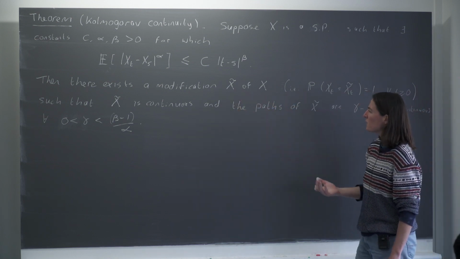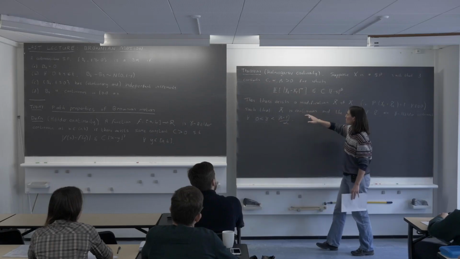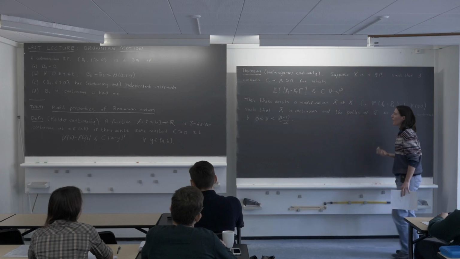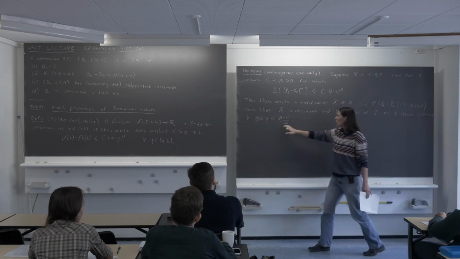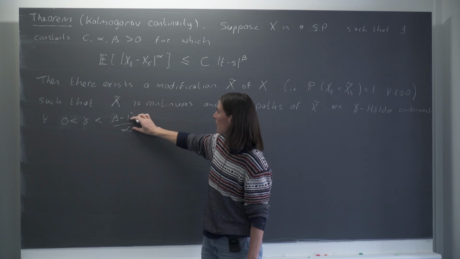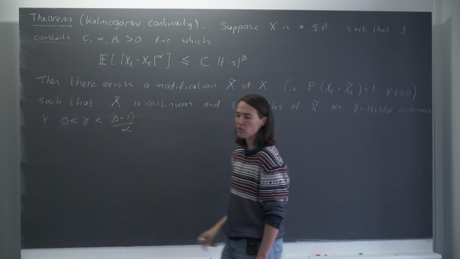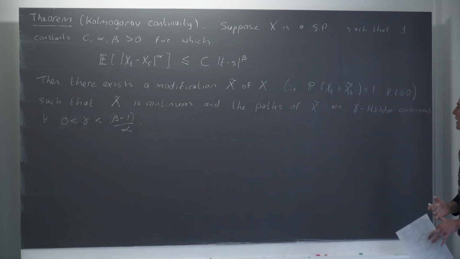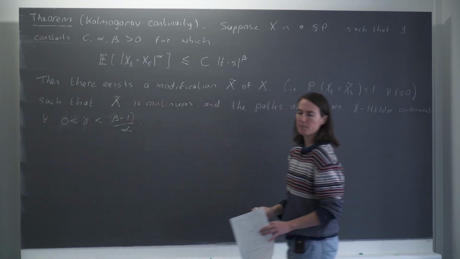And the second one is it actually costs us to get rid of this expectation. So we can't say that x is Holder with parameter beta divided by alpha. The best we can do is beta minus 1 over alpha. So it costs us a minus 1 over alpha, and a little bit less, because this is a strict inequality. And that's the price of getting rid of the expectation.